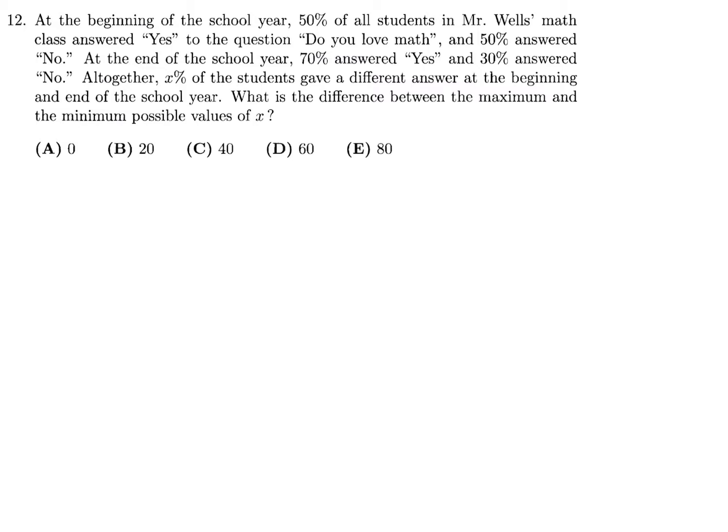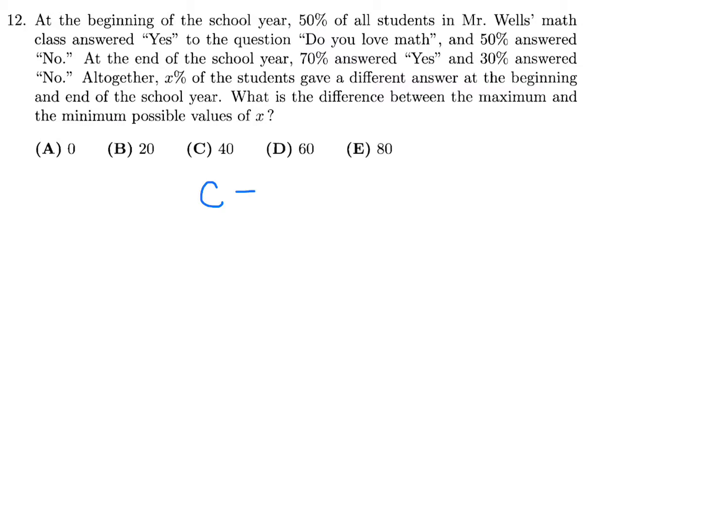At the beginning of the school year, 50% of all students in Mr. Wells' math class answered yes to the question, "Do you love math?" And 50% answered no. At the end of the school year, 70% answered yes, and 30% answered no. Altogether, X% of the students gave a different answer at the beginning and end of the school year. What is the difference between the maximum and minimum possible values for X?